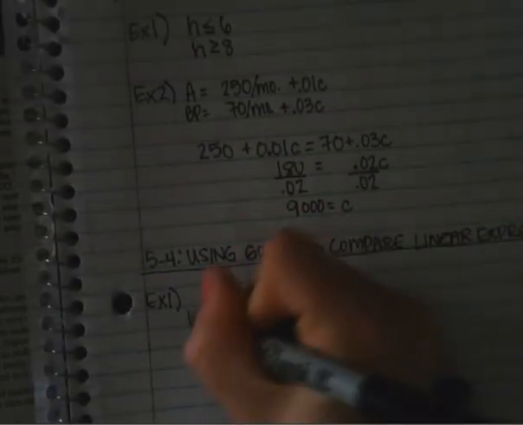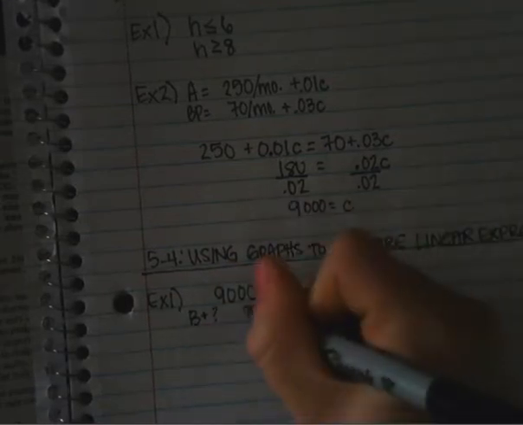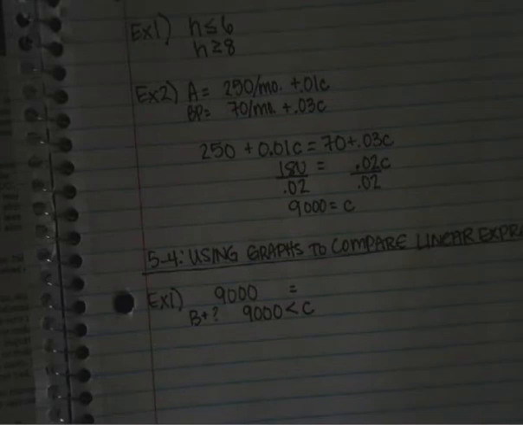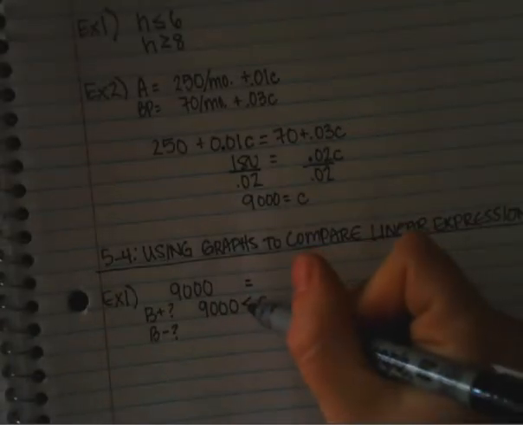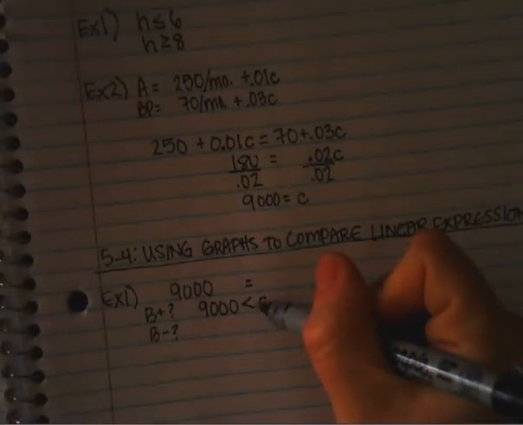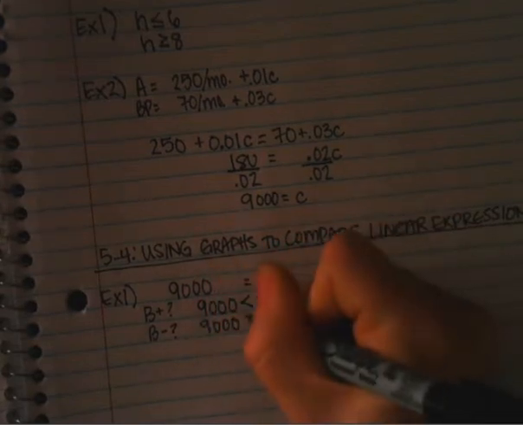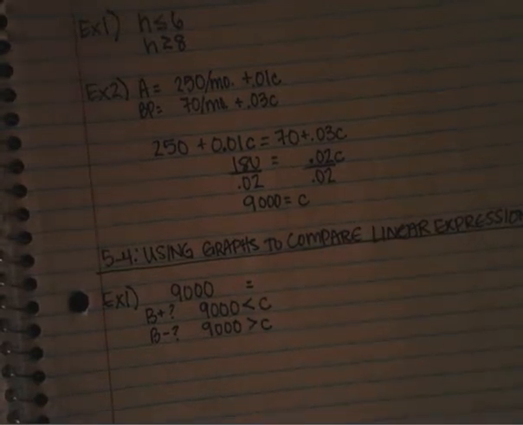Okay, and when is Best more expensive was the question here. And we said that when our copies are greater than 9,000 is when Best is more expensive. And question C is, for how many copies per month is Best least expensive? Well, when is Best least expensive? Well, since they're more expensive when we're more than 9,000, we know that when we're less than 9,000 is when Best will be cheaper. Okay?